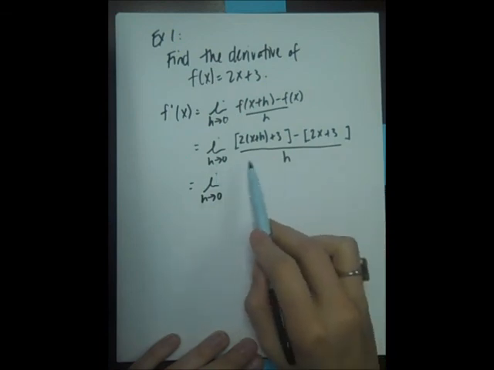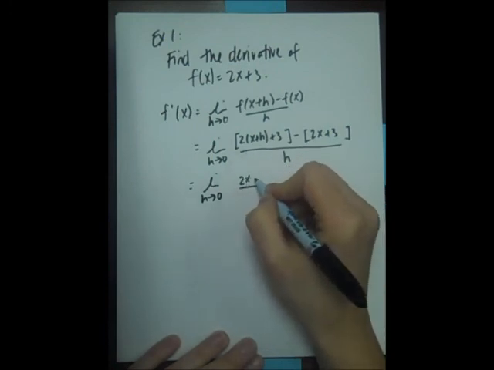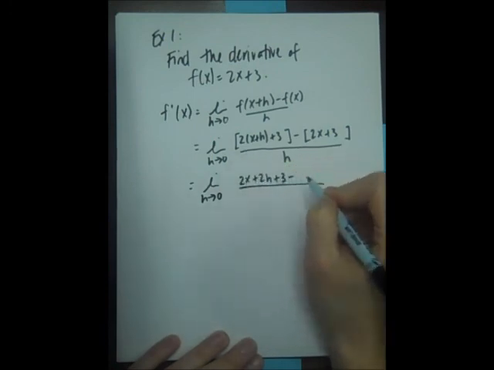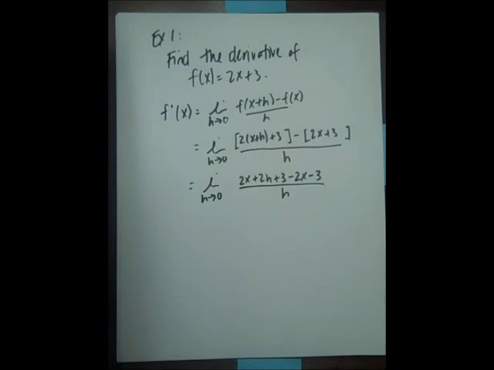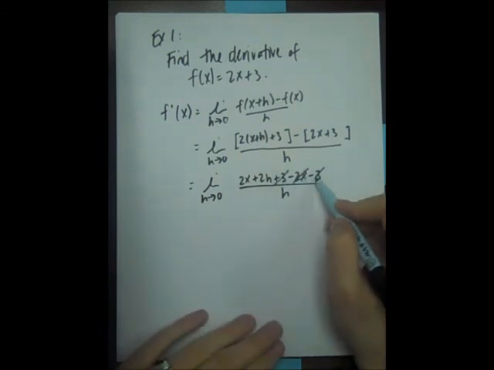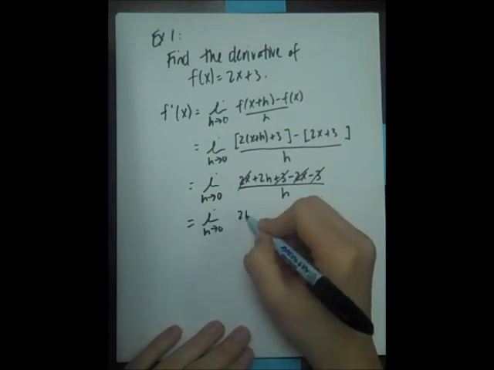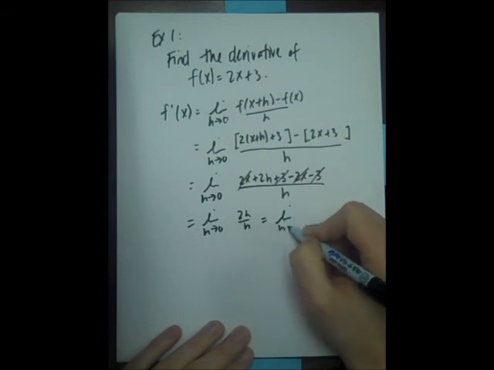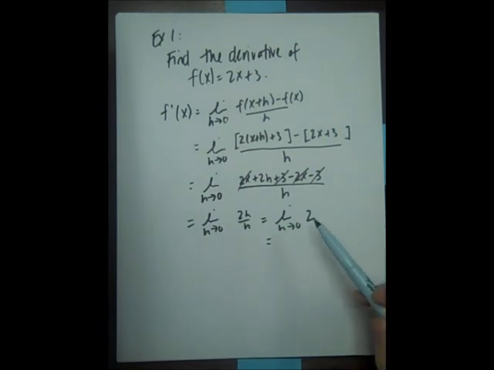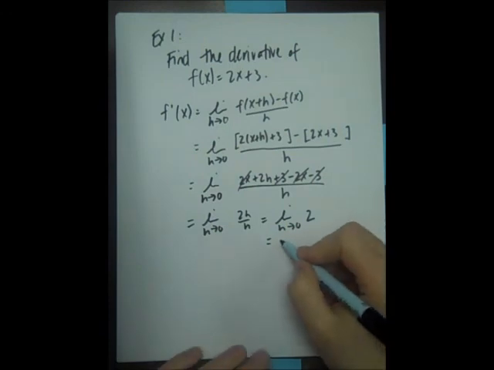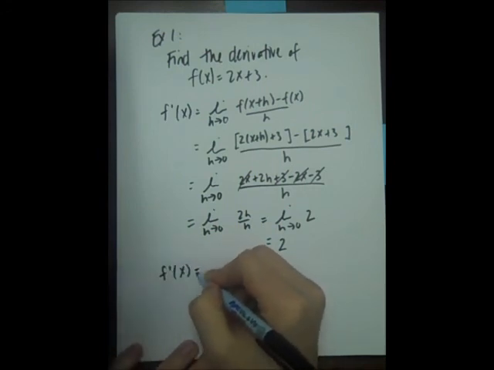We can't just plug in h equals 0 in this equation because we're dividing by h, so we got to do something. So if I distribute this 2, I'll get 2x plus 2h plus 3. Then I'll distribute this negative: minus 2x minus 3 over h. Now let's see what cancels. The 3's are going to go away, and the 2x's. So I get the limit as h approaches 0 of 2h over h. H's will cancel, so I get the limit as h approaches 0 of 2. Now what is the limit of a constant function? It's always that constant, so this is just 2. So what this tells us is that f prime of x equals 2.